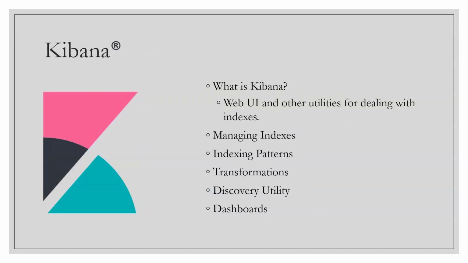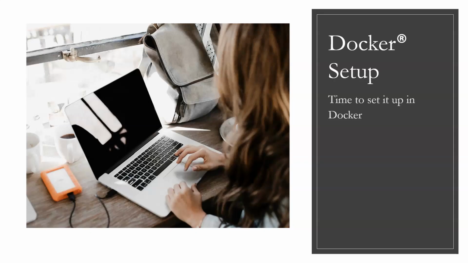The second thing we're going to look at is Kibana. Kibana is the web UI and other utilities for dealing with indexes. You can use it to manage your indexes, so you can look at them, delete them. You can set up indexing patterns, which I'll get into in just a moment. You can set up transformations, which I'll cover in a later video. There's a nice discovery utility, and there's also ways to do dashboards. Those we'll also discuss in a later video.